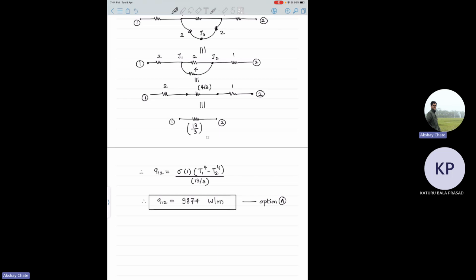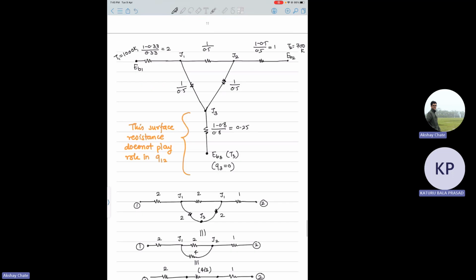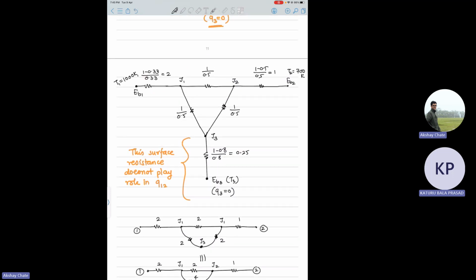5.67 into 10 to the power minus 8 into 1000 raised to 4 minus 700 raised to 4. Sir, I understood why we are not getting 9999. The reason is, the third surface emissivity is also given as 0.8. Yeah, let it be. Just we may need to think that the surface resistance also must be taken into account.